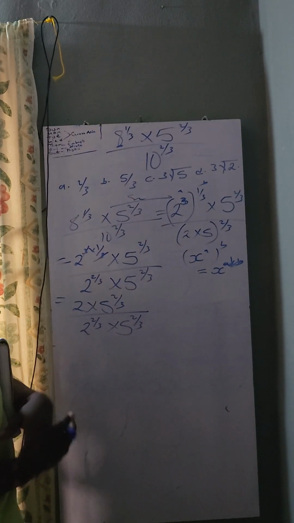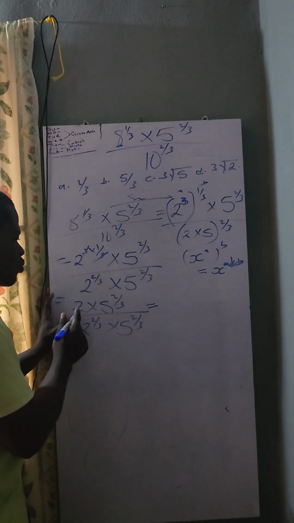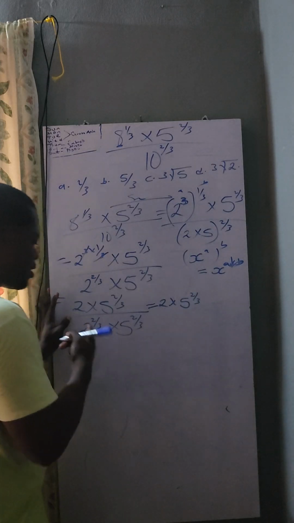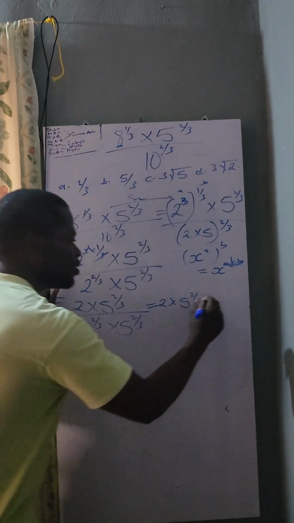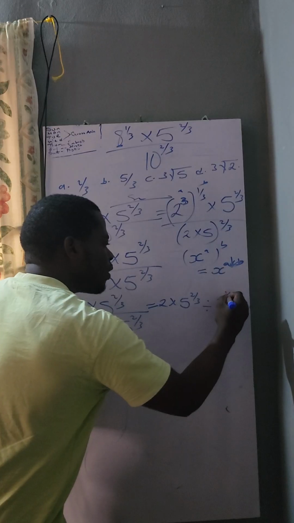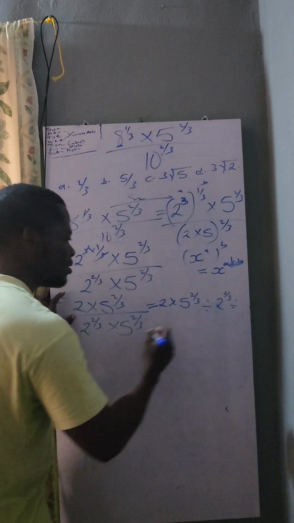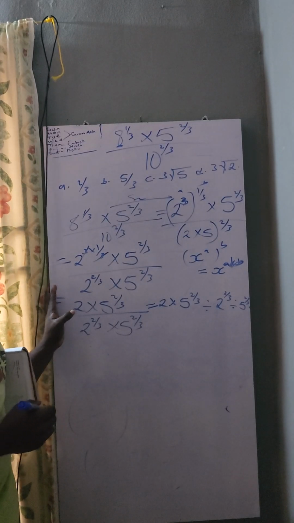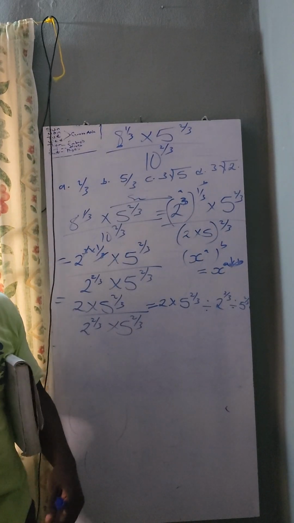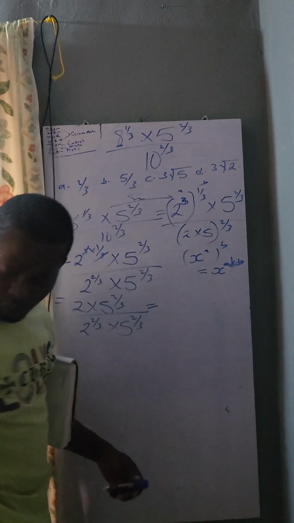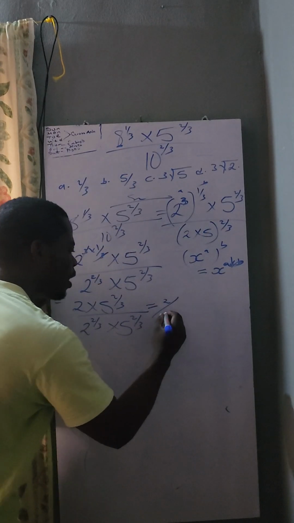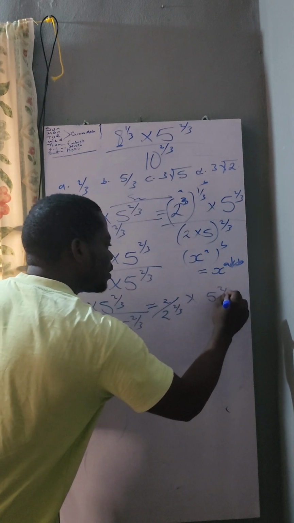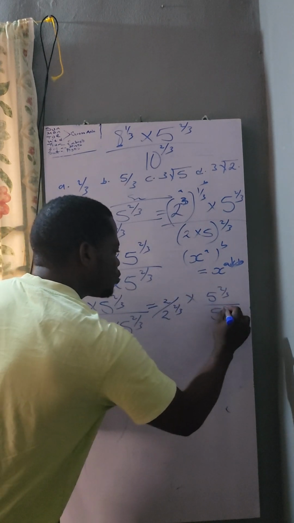Am I communicating? Automatically, 2 times 5 raised to power 2 over 3 divided by 2 raised to power 2 over 3 times 5 raised to power 2 over 3. Am I communicating? You can also split it like this: 2 over 2 raised to power 2 over 3, times 5 raised to power 2 over 3 over 5 raised to power 2 over 3.